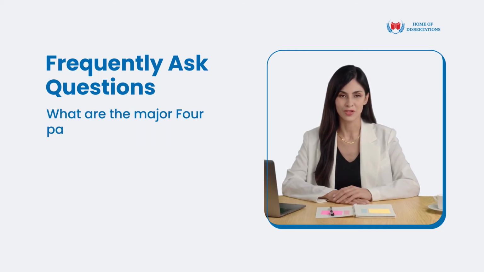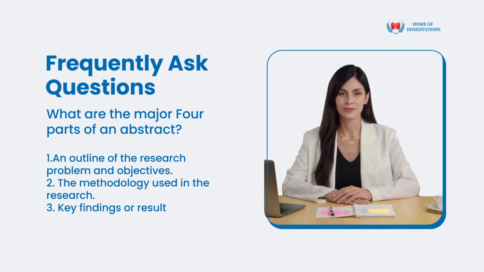2. What are the major 4 parts of an abstract? The 4 major parts of an abstract are: an outline of the research problem and objectives, the methodology used in the research, key findings or results received, and the conclusion of the dissertation.